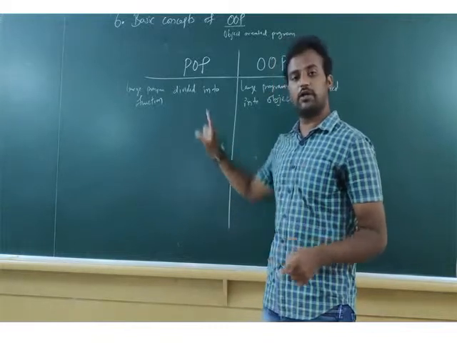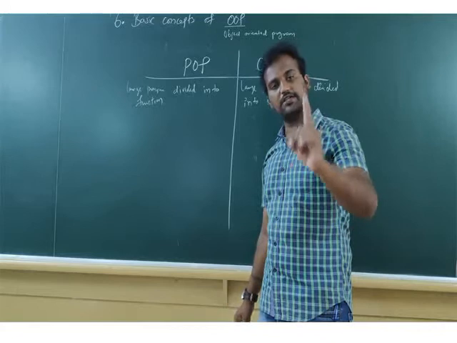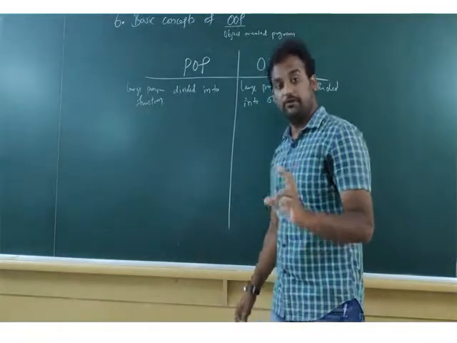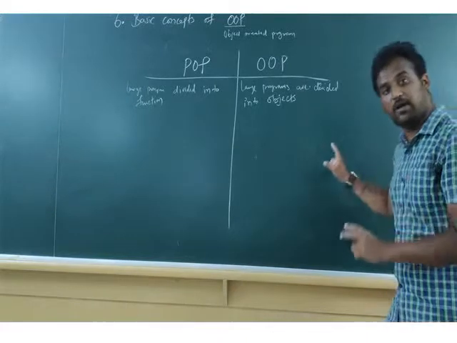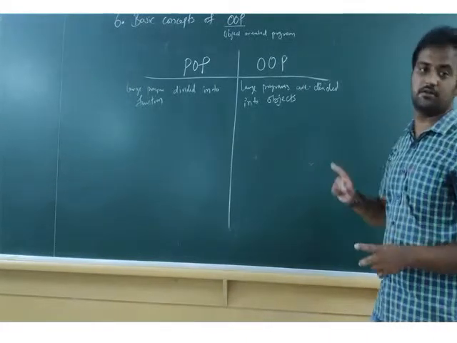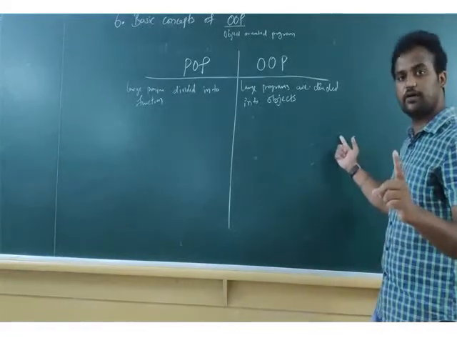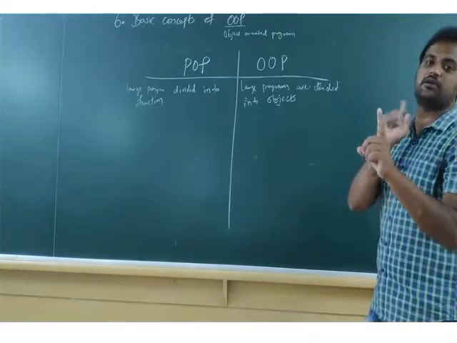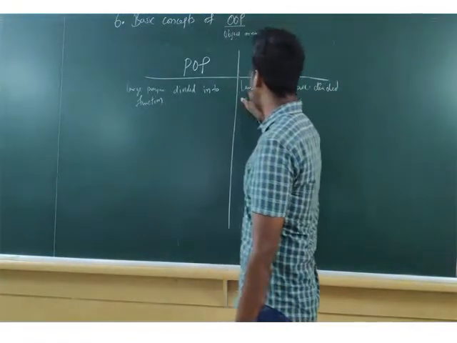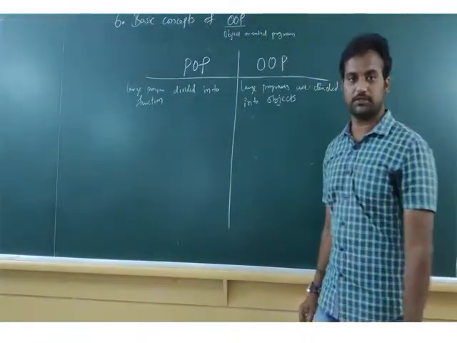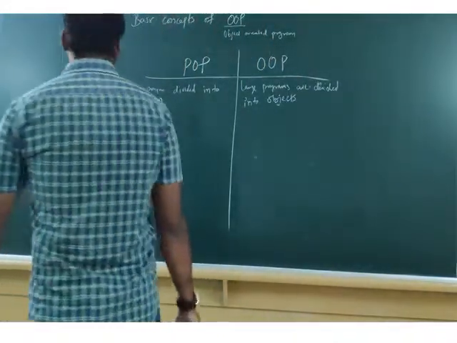Here what they are trying to tell is, if you write the function, it executes only once, and the larger program is divided into functions. Whereas here, the same function can be executed multiple times by using a single object, different objects. Single function, different objects, many times can be executed. That's why they have written large programs into objects. And the next point is data.